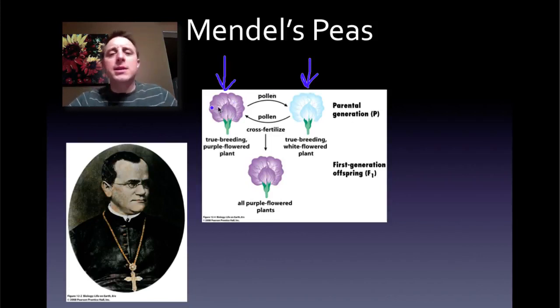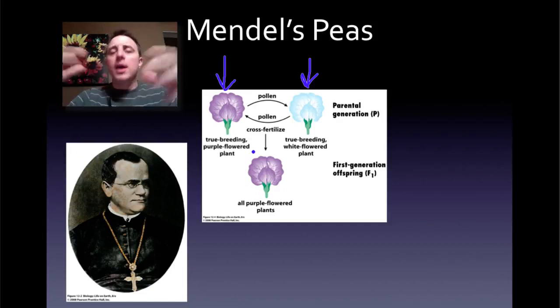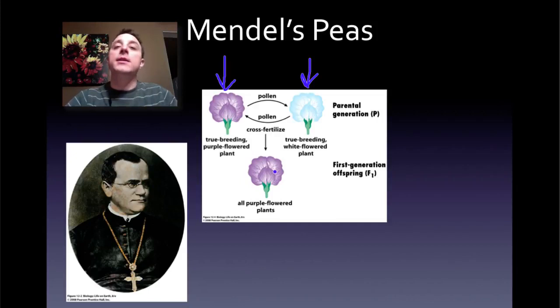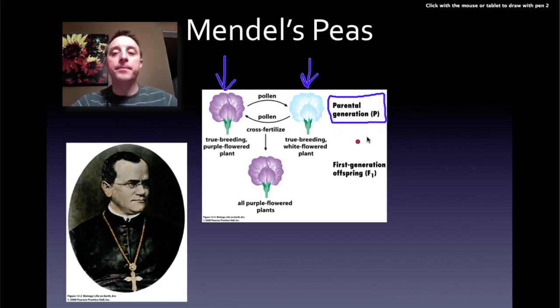The first thing that he did was develop what we call true breeding strains. What that means is, for the purebred or true breeding purple plants, whenever he crossed two of these purebred purple flowered pea plants together, they would always give purple flowered offspring. And the same thing with the white. They would always give white flowers when he crossed them. He called these purebred or true breeding plants the parental generation, or P.